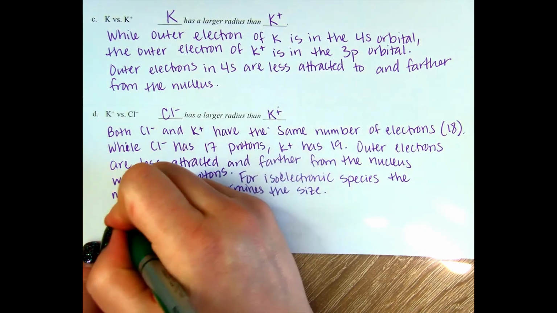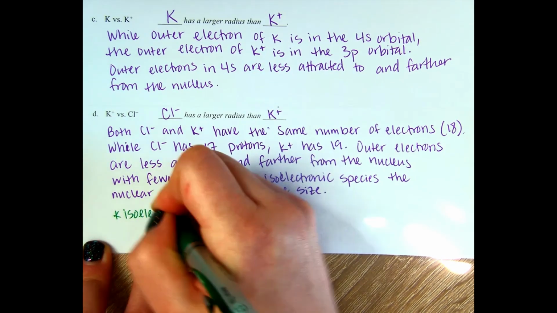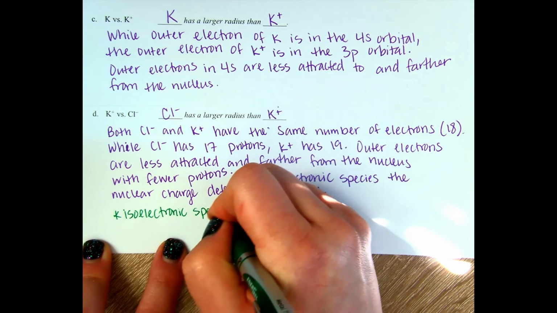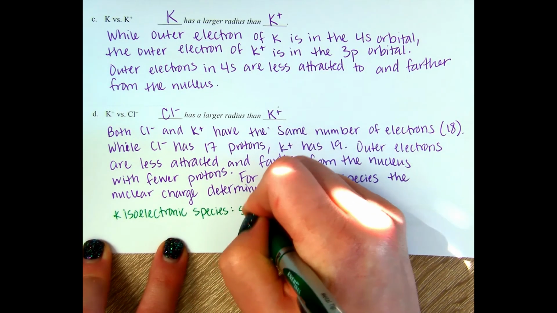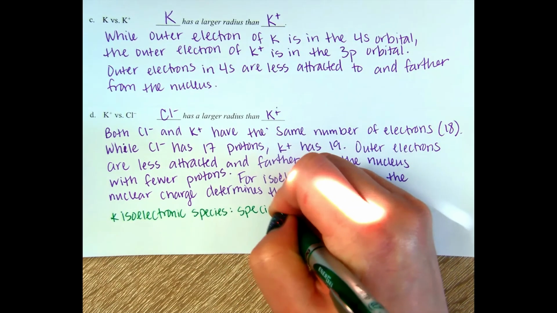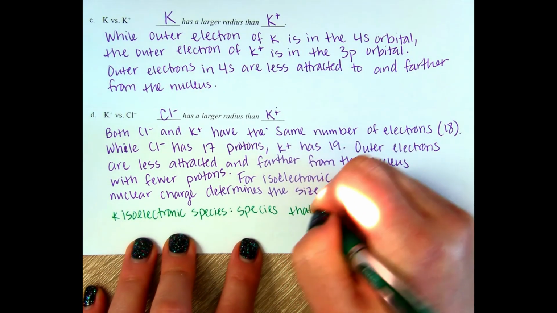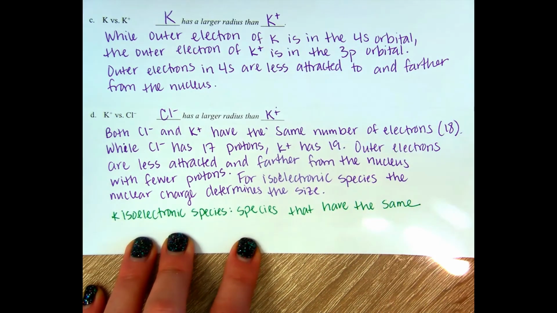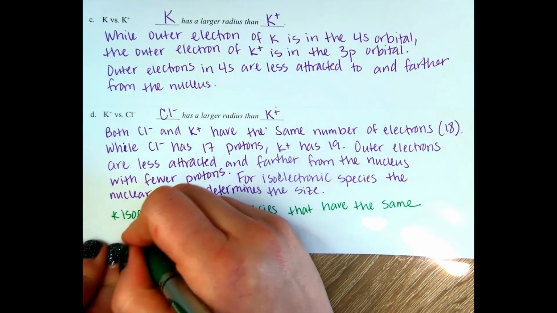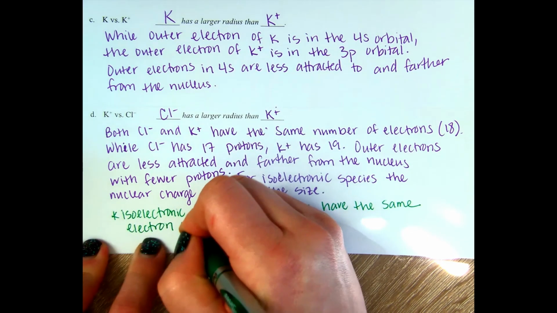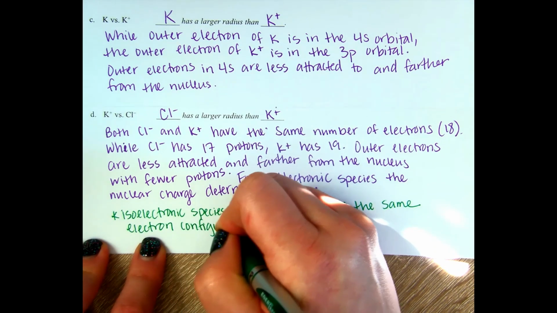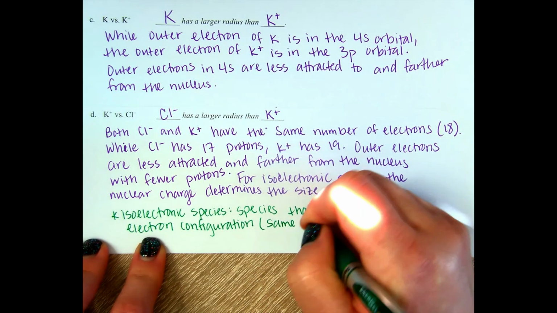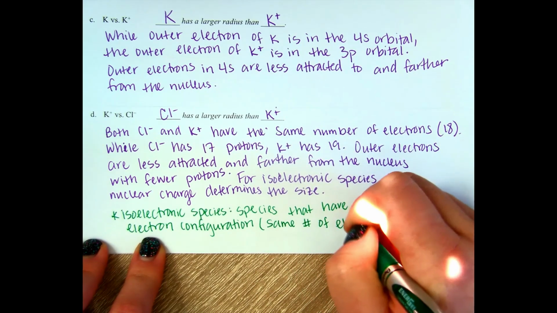So let's go ahead and write that definition here on the bottom so we have it. So isoelectronic species. These are species that have the same electron configuration. That means they have the same number of electrons.